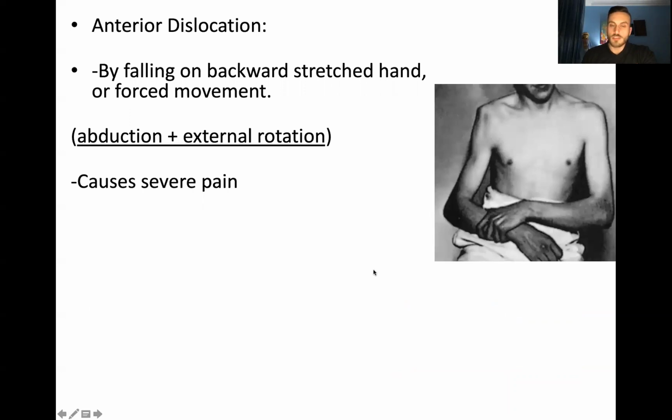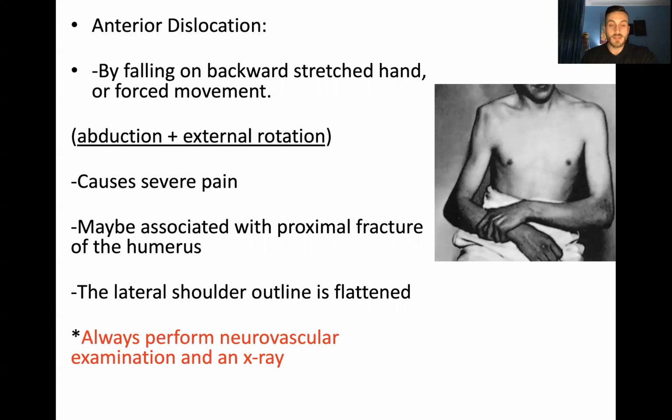Anterior shoulder dislocation is the most common type of dislocation. It's either anterior, posterior, or inferior. The most common is anterior. It's usually caused by falling on an outstretched hand backwards. The patient presents in the emergency room with abduction and external rotation. It may cause severe pain. It may be associated with a neurovascular injury, mainly the axillary artery or nerve.